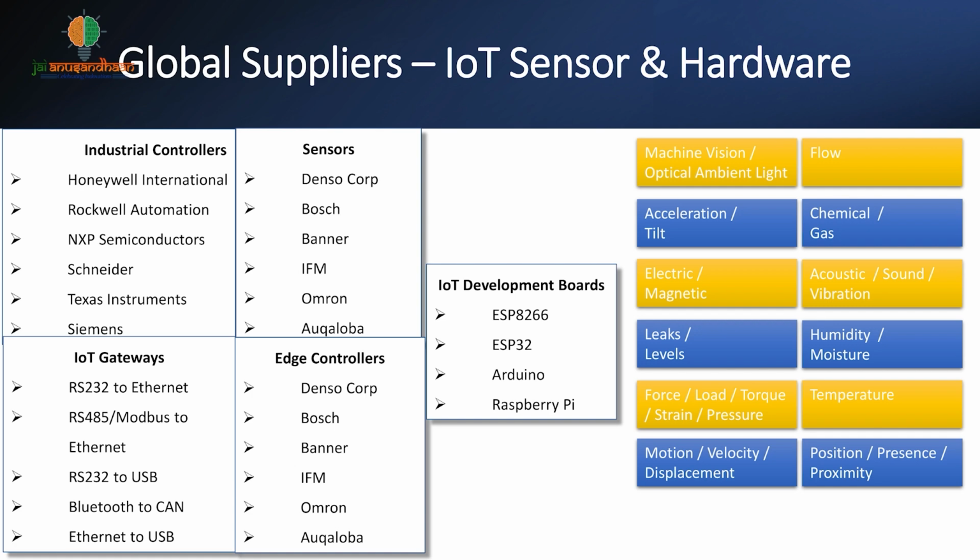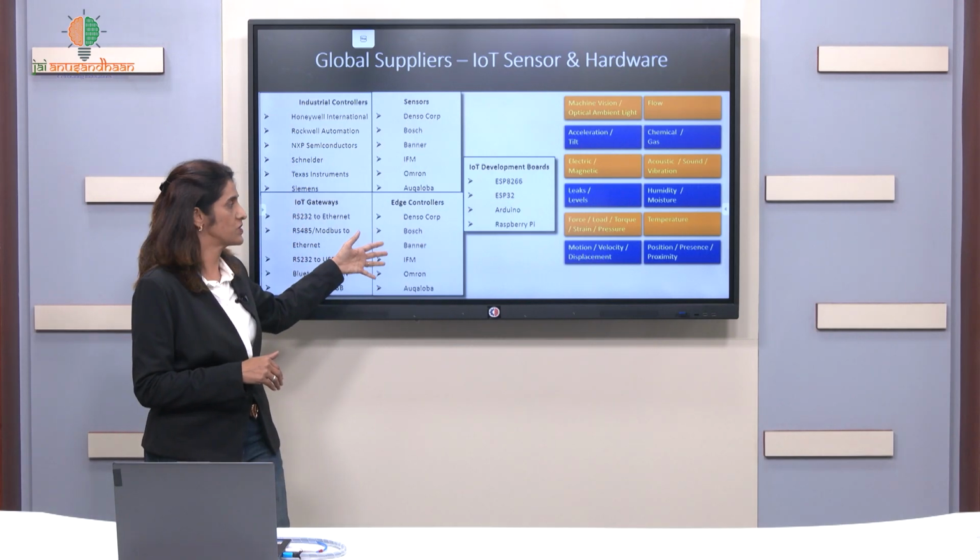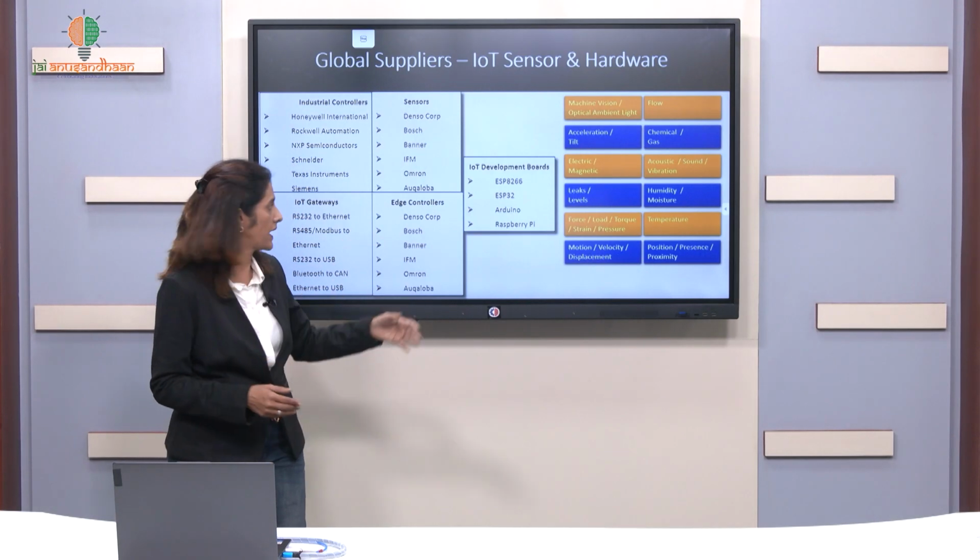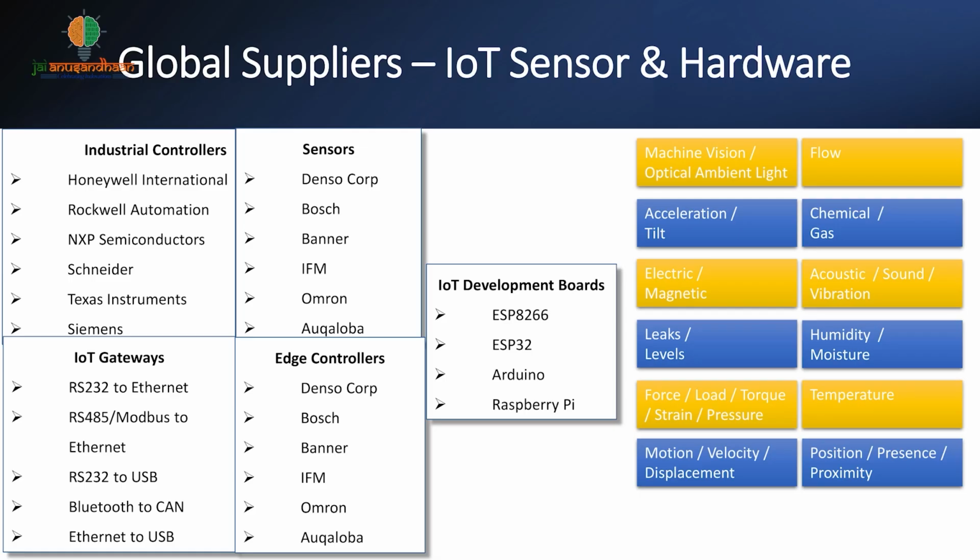These are the players. These are the edge controls. I'll just explain it in the next slide. And these are the development boards which you use for IoT development, like ESP8266, ESP32, ESP01. These are some of the development boards.